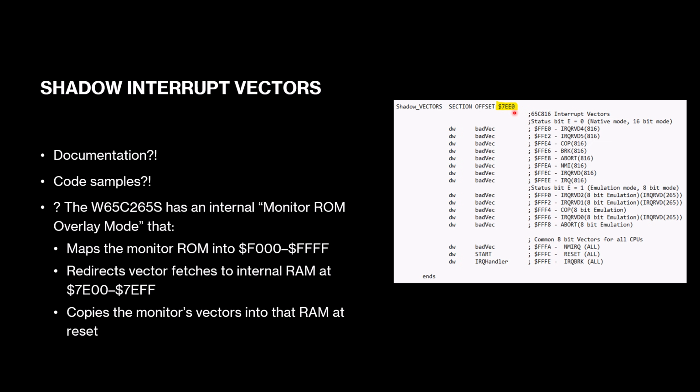So shadow interrupt vectors are off the table, and because they're off the table, that's where I went to the external flash, and I'm using interrupt vectors in the F1000 range, the upper Fs.